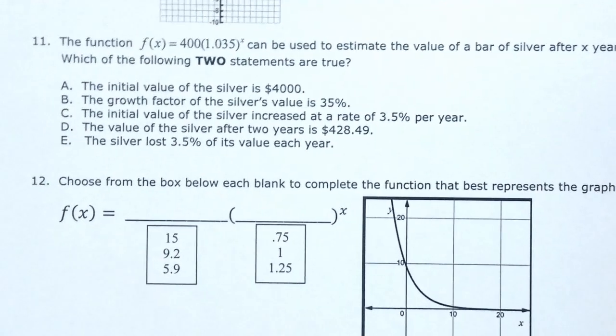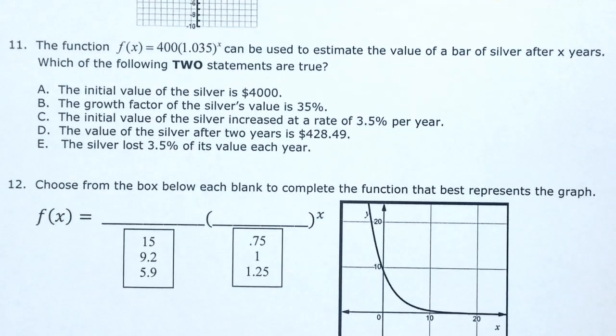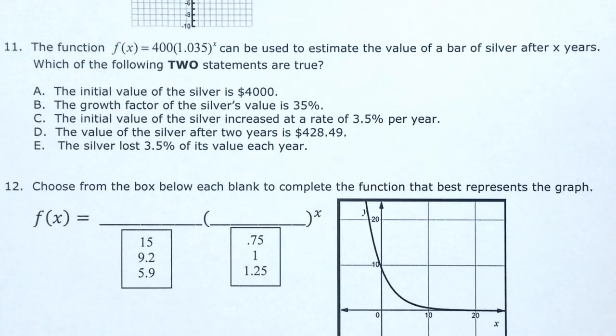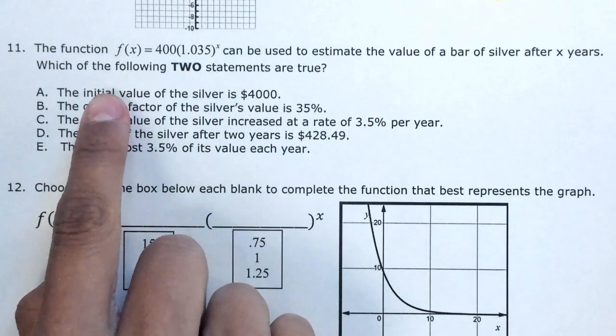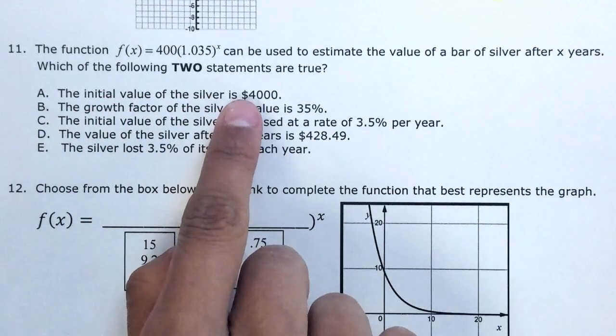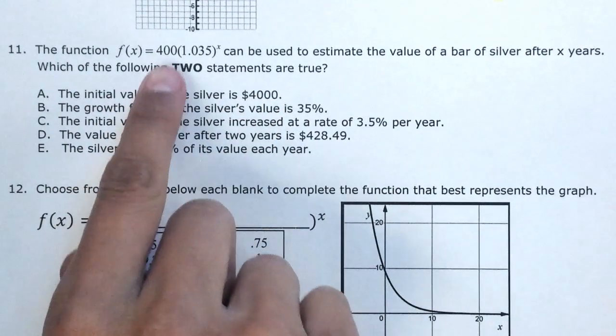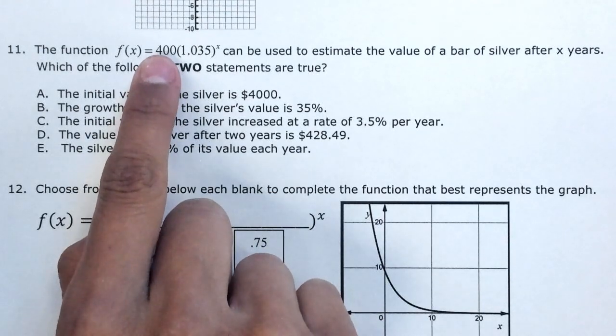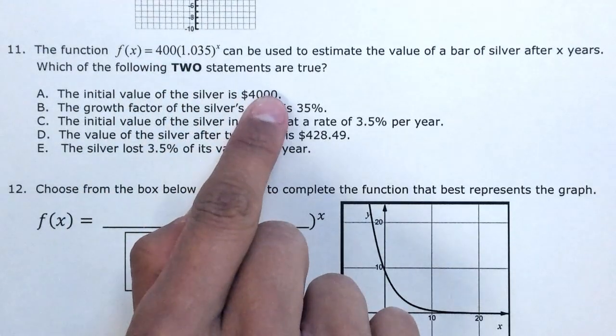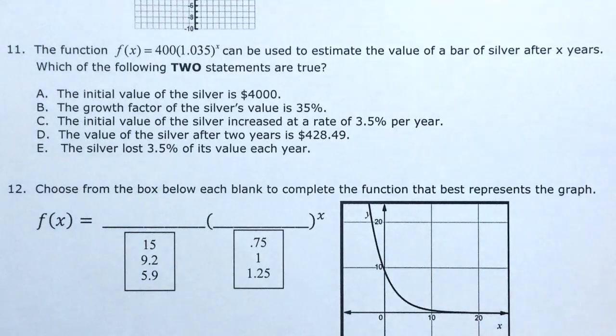Number 11 says, the function f of x can be used to estimate the value of a bar of silver after x years. Which of the following two statements are true? Here it says the initial value of the silver is 4,000. The initial is the number in front, and it is not 4,000, it's 400. So A is incorrect.